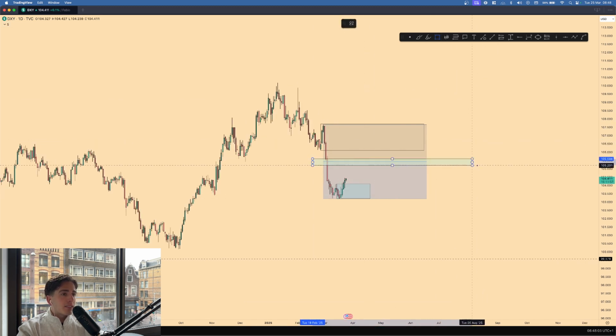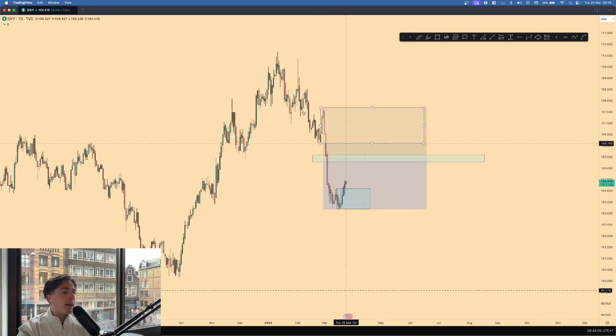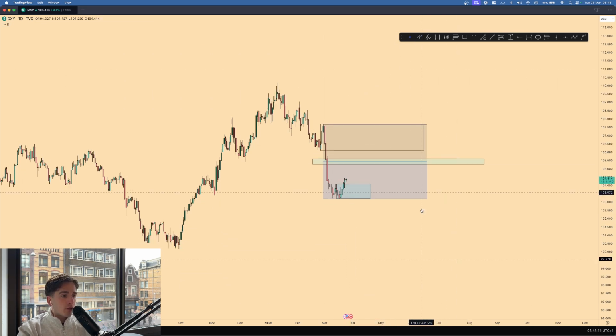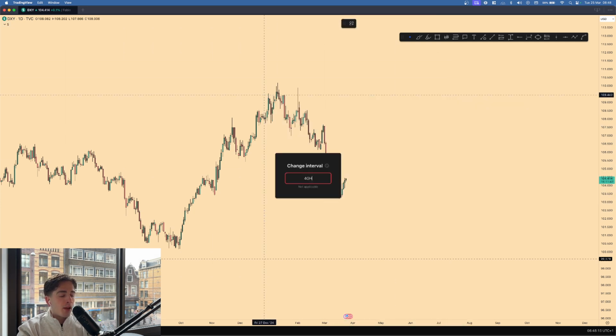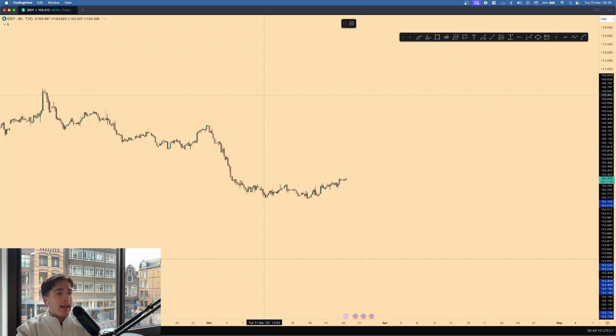0.5 fib is kind of like the immediate target for a dollar pullback, before then again looking for further downside. However, again, keep in mind a pullback or a continuation towards the downside could happen at any point in time. How do we then know that that is going to happen or not?